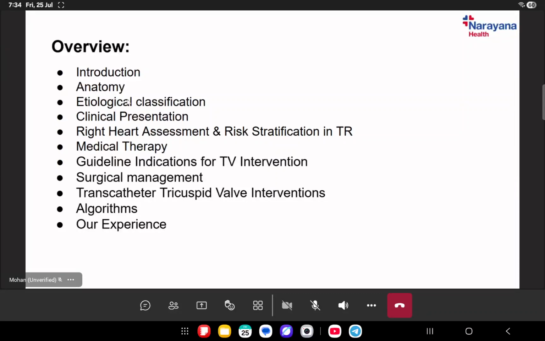Introduction, anatomy, etiological classification, clinical presentation, right heart assessment and risk stratification in TR, medical and then guidelines indications, surgical management, transcatheter tricuspid valve interventions and algorithms, and then our experience.